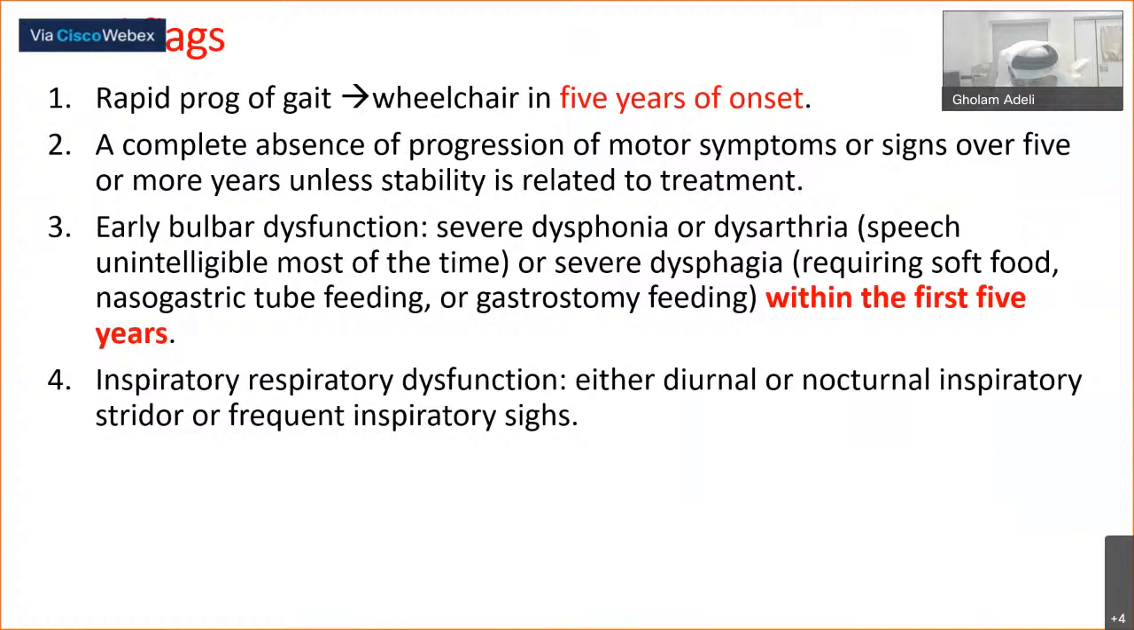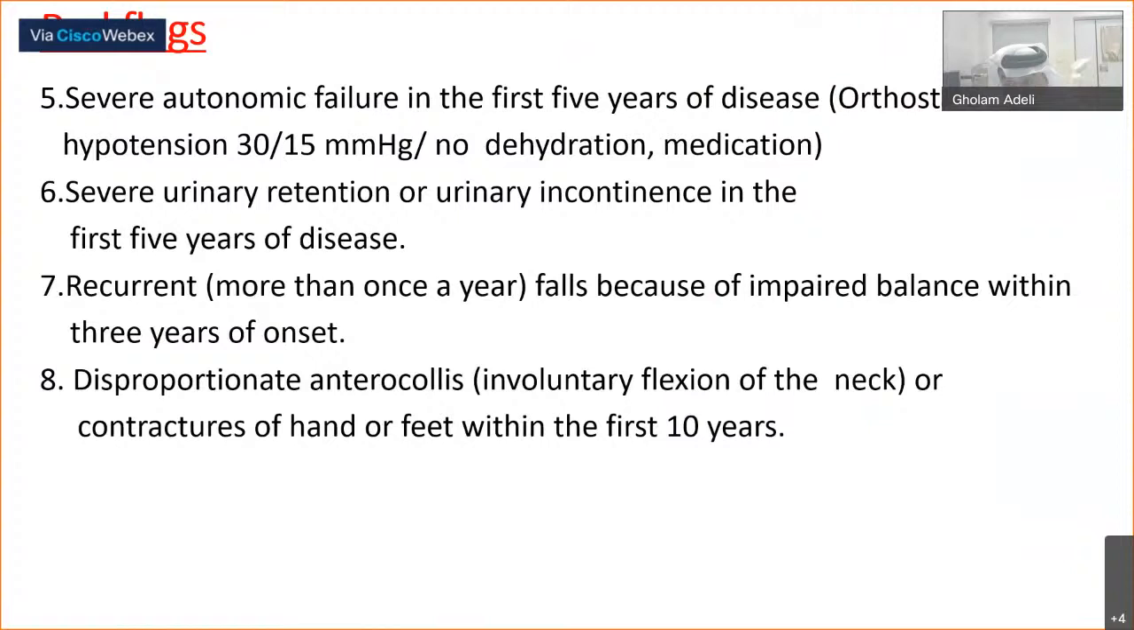And as we mentioned, in the first 5 years, if there is stridor or choking or respiratory arrest that the spouse is mentioning to you, then you have to think of Parkinson plus, especially multiple system atrophy. What else do we have? Severe autonomic features, for example orthostatic hypotension. I know that levodopa-carbidopa could cause that, but with adjustment of the dose, giving some salt tablets, giving some sympathomimetic medication, they will respond. But if you are trying these things and they still have significant involvement, that points to Parkinson plus. Also severe urinary retention and urinary incontinence in the first 5 years.